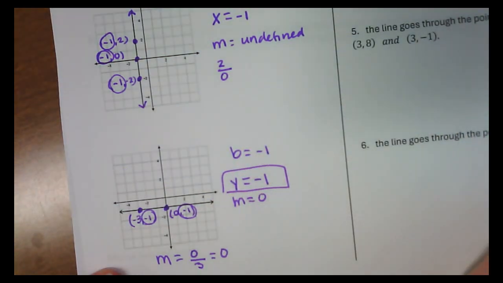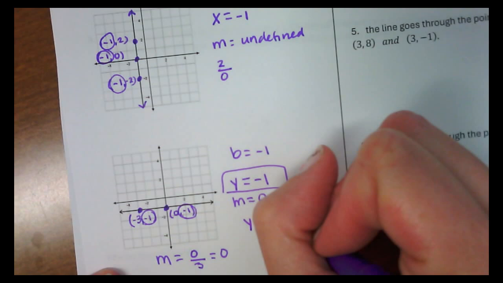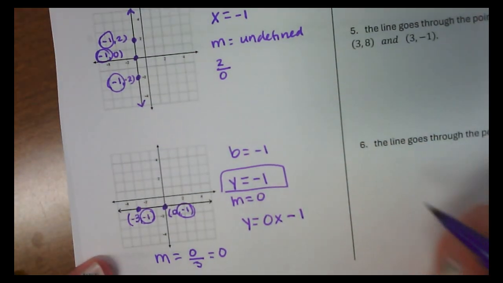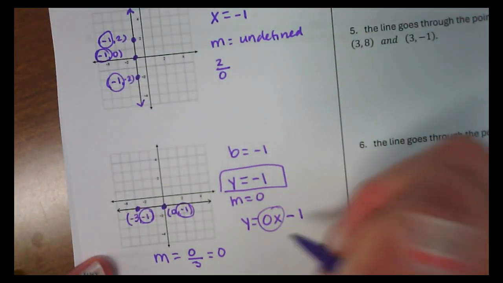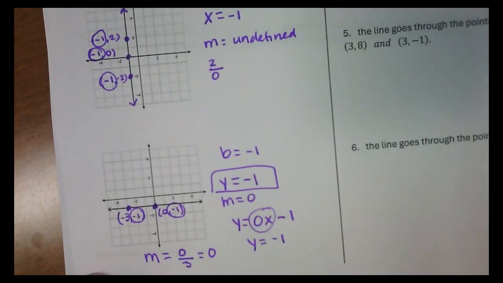This is going to be my equation. If you forgot, you could plug in the 0 and plug in the b, and this part would just cancel out. Okay, so there's a couple ways you can think about that.